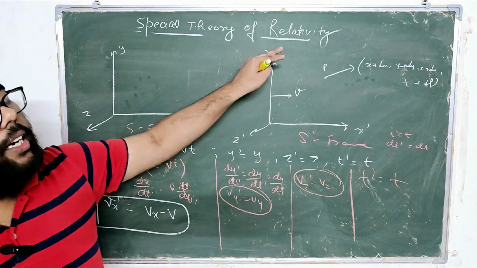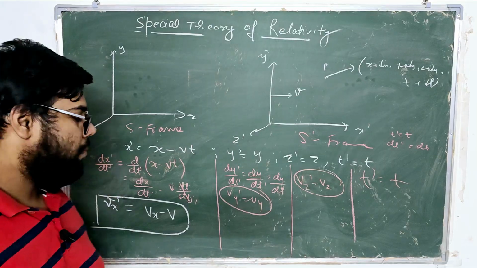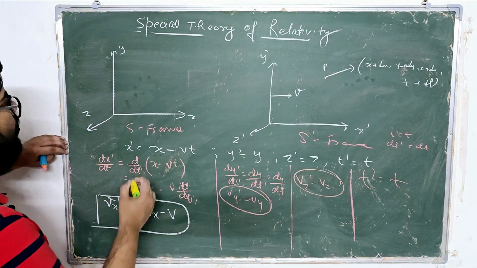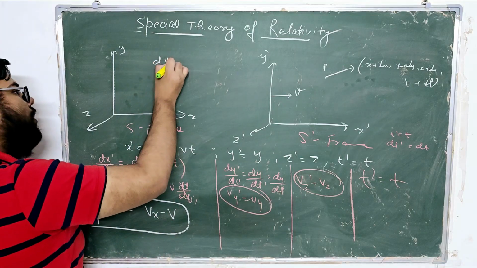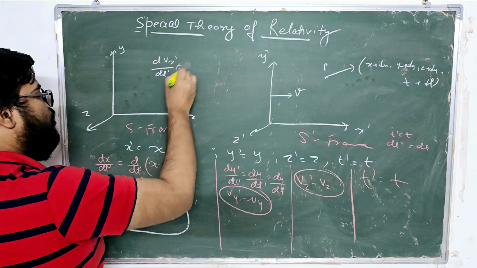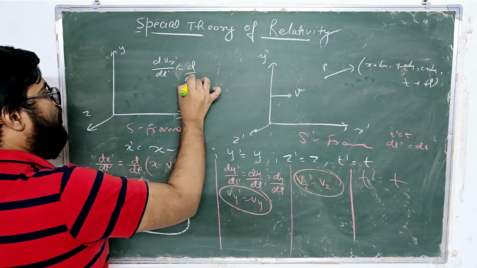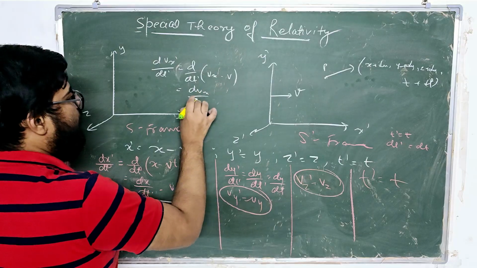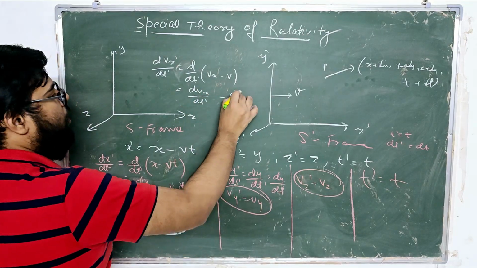Now, if that particle is accelerating, then in that case, just differentiate it again. So you will get d vx dash by dt dash is equal to d by dt dash of vx minus v. So it is dvx by dt dash minus dv by dt dash.